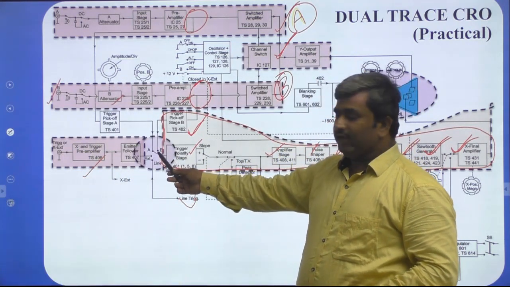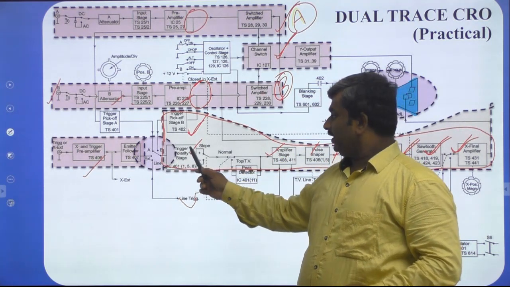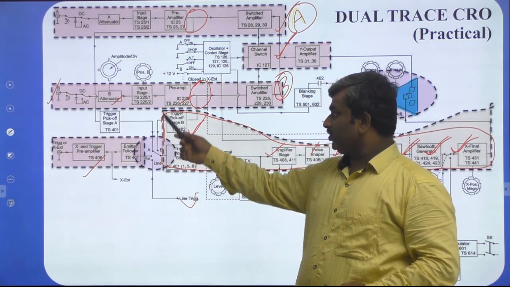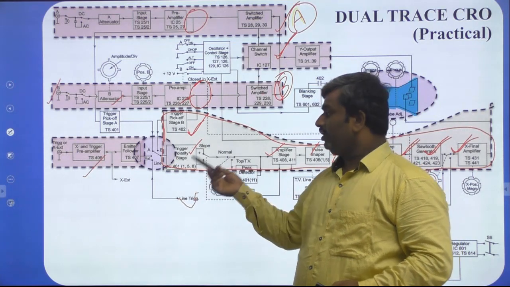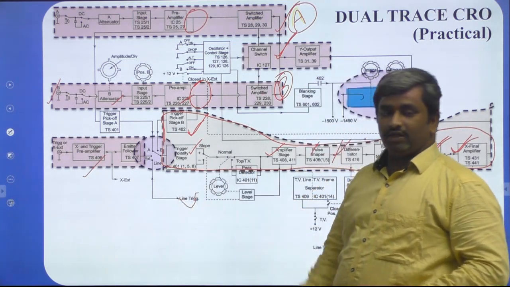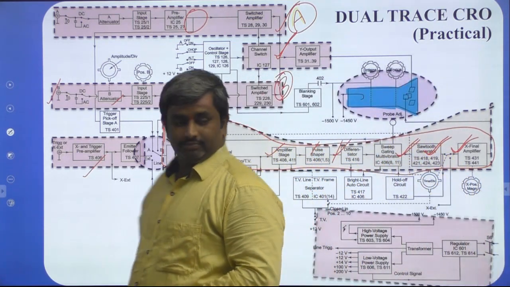So the last one, here we have the triggering switch. Internal triggering, external triggering, channel A triggering, channel B triggering, or line triggering. These are the triggering parts.